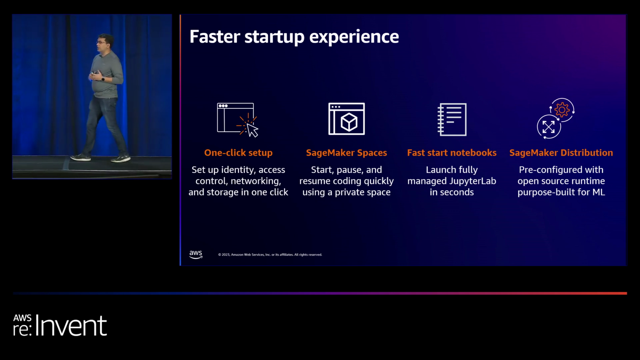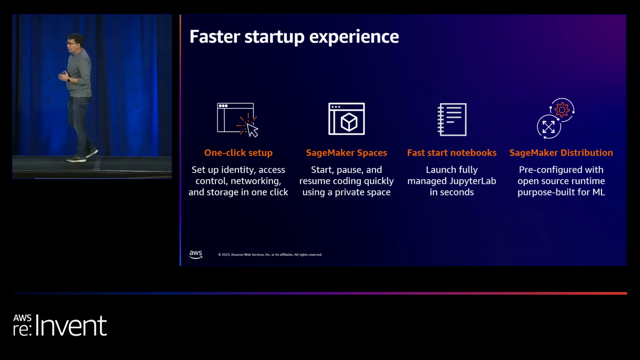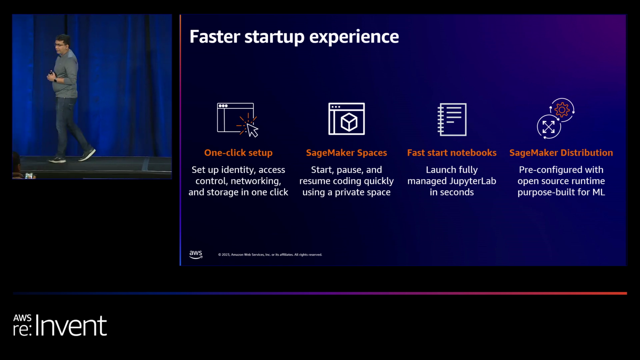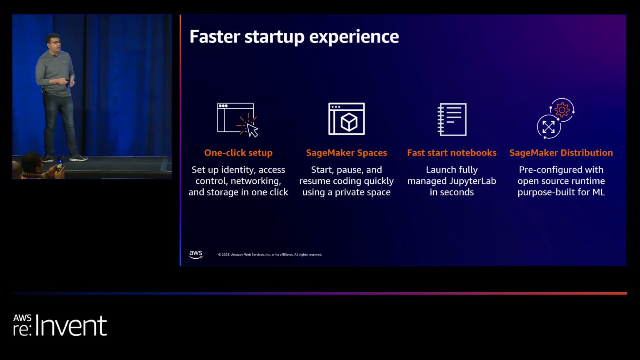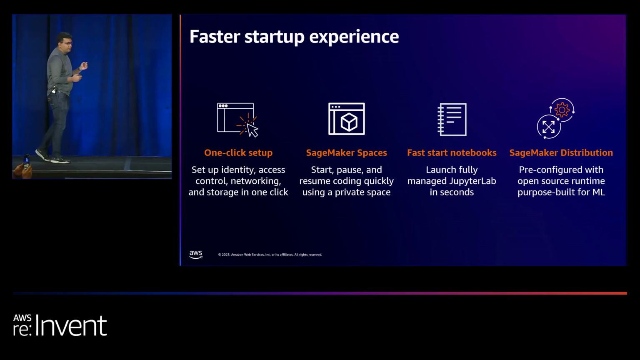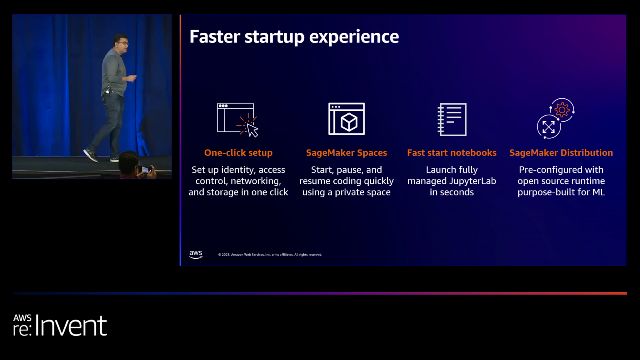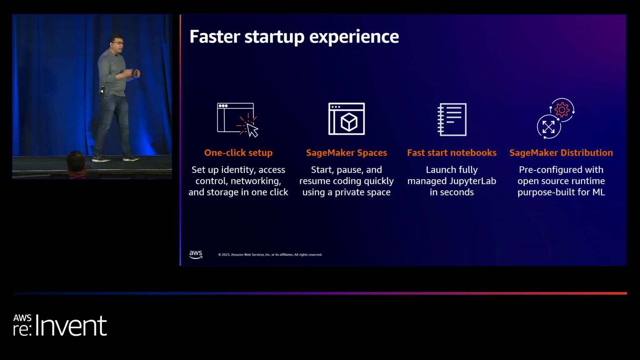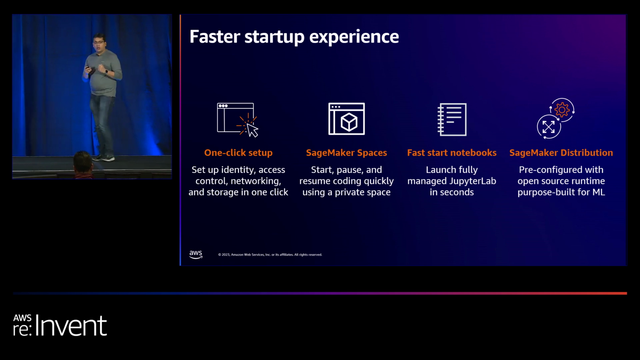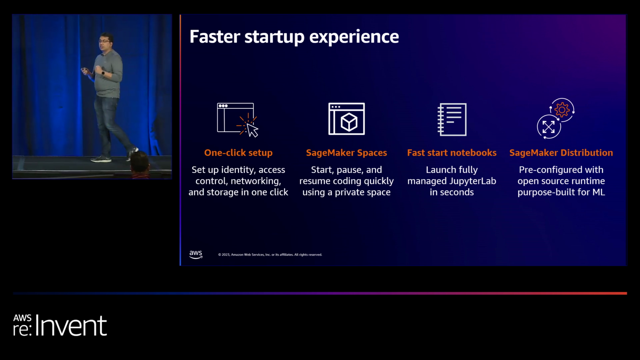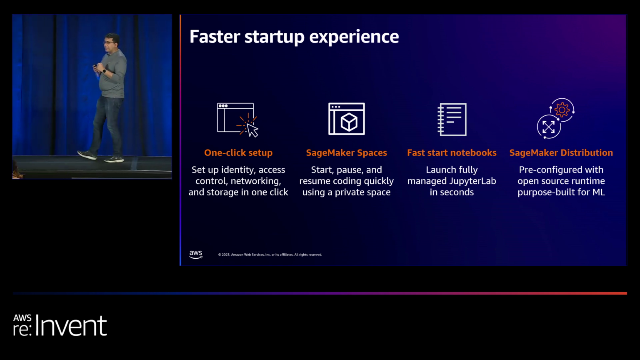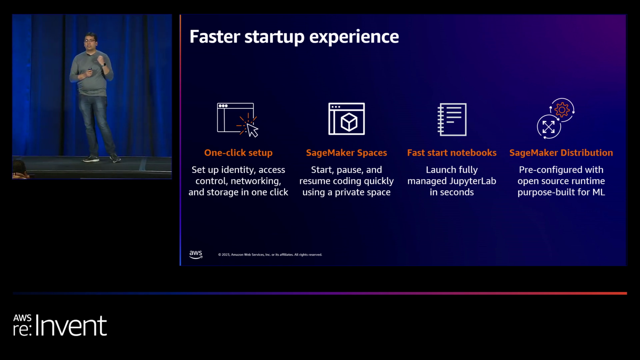So first of all, the initial setup of Studio has been significantly simplified, which means in one single click, you can now set up a SageMaker Studio domain with IAM-based identity and access management, fully managed connectivity to public internet, and underlying compute and storage for building your machine learning models. Setting up Studio is now literally as simple as flipping a switch to turn on a smartphone.